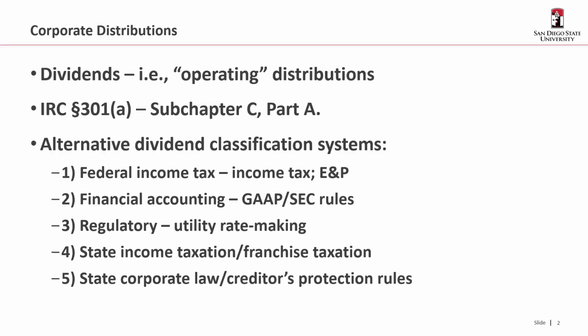Okay, let's talk about distributions in general. Dividends are largely considered what's known as an operating distribution. That's to differentiate from a different kind of distribution, for example, a redemption or liquidation. They're largely covered under Code Section 301A, which is Subchapter C, Part A.